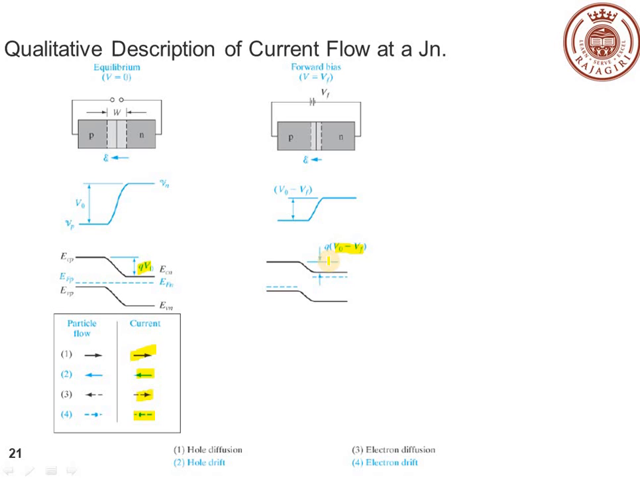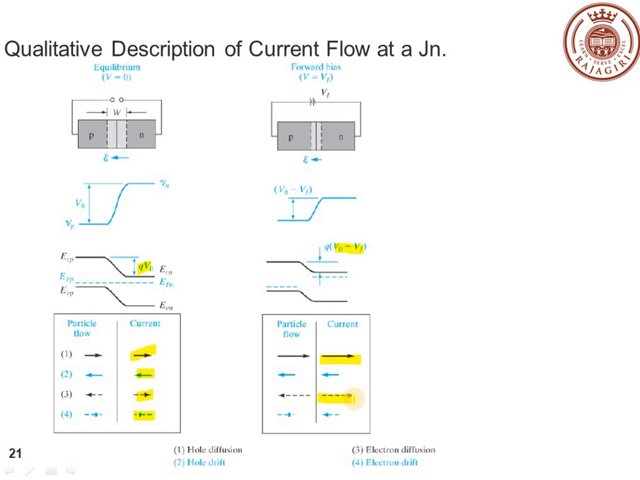So as the barrier to diffusion decreases, our diffusion components will have more magnitude than the drift components. So in forward bias, the diffusion component of the current will dominate.